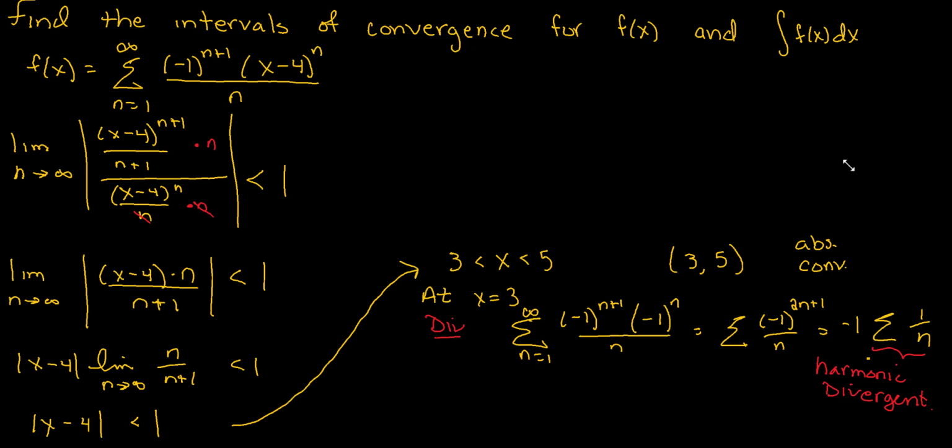The other piece of analysis that we need to work on is at our other endpoint here at x equals 5. So let's plug that in. At x equals 5, we have the series going from n equals 1 to infinity, -1 to the n plus 1. And then we've got 5 minus 4, which is 1 to the n. 1 to any power is just 1, so whatever. And so this is our alternating series.